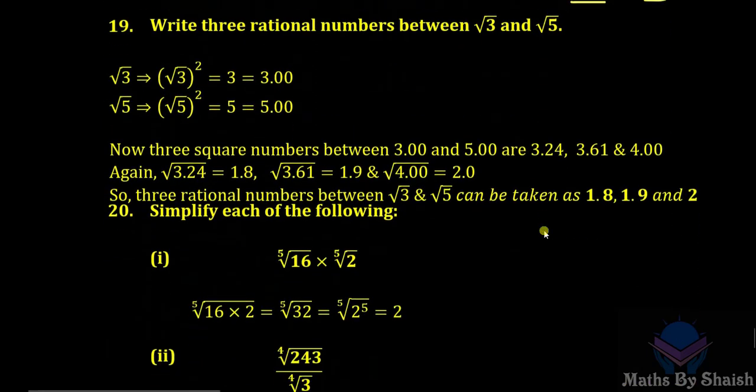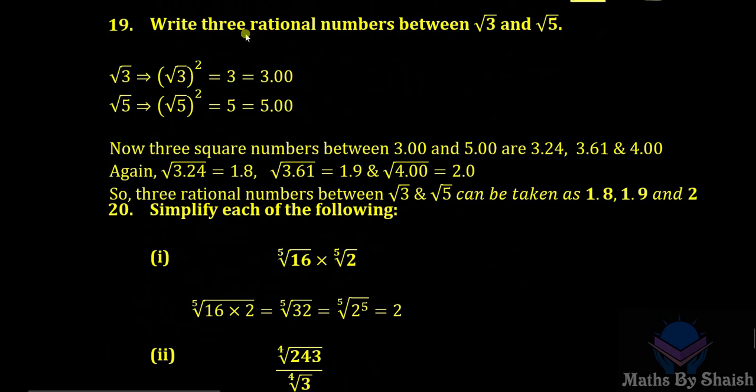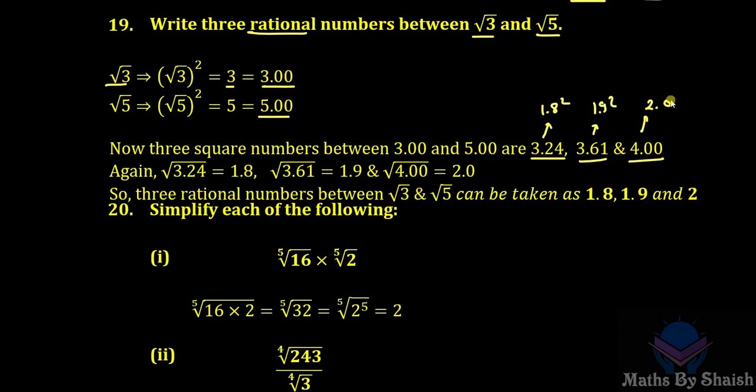Now the 19th question: write three rational numbers between root 3 and root 5. Again, by that method we will find, we know the square of root 3 is 3, which is 3.00. Similarly for 5. Now we require three square numbers. If we know the square numbers between 300 and 500, then you can directly do it, because 324 is going to be 18 square, 361 is going to be 19 square, and then 400 is going to be 20 square, so 2.0 square.